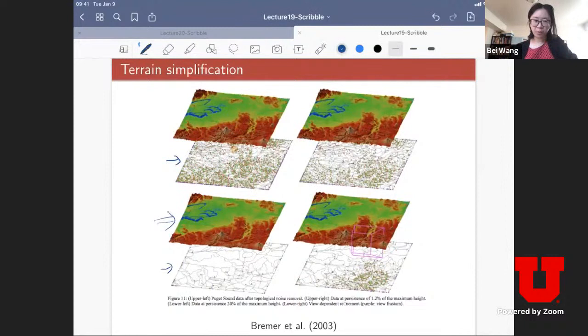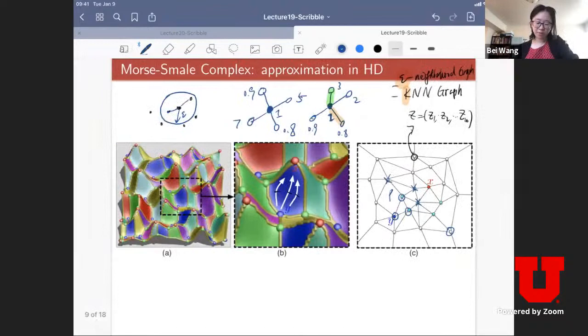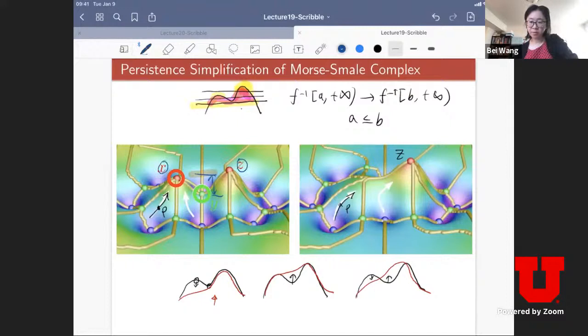But the beauty of persistent simplification is I'm still preserving the dominant features of this terrain. When I say dominant features, I really mean the features that have high persistence, right? In this case, the left bump has lower persistence than the right bump. So I'm preserving essentially large mountains with high persistence, which are the dominant features of my terrain.